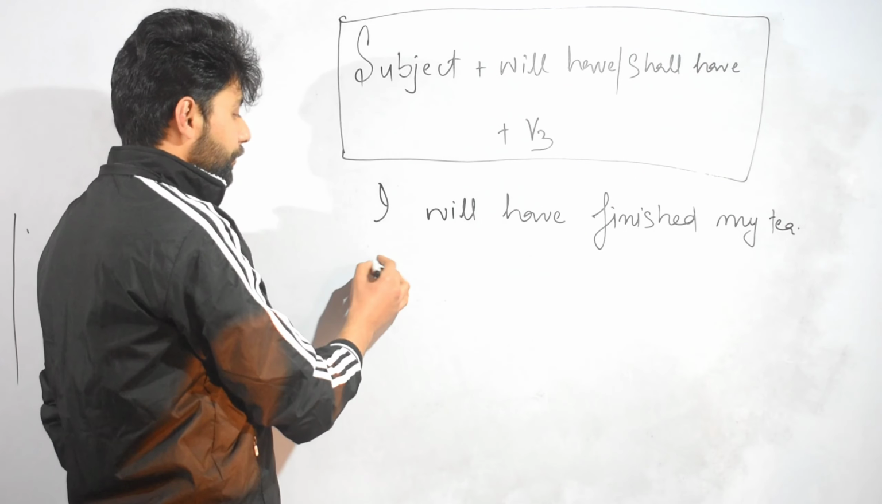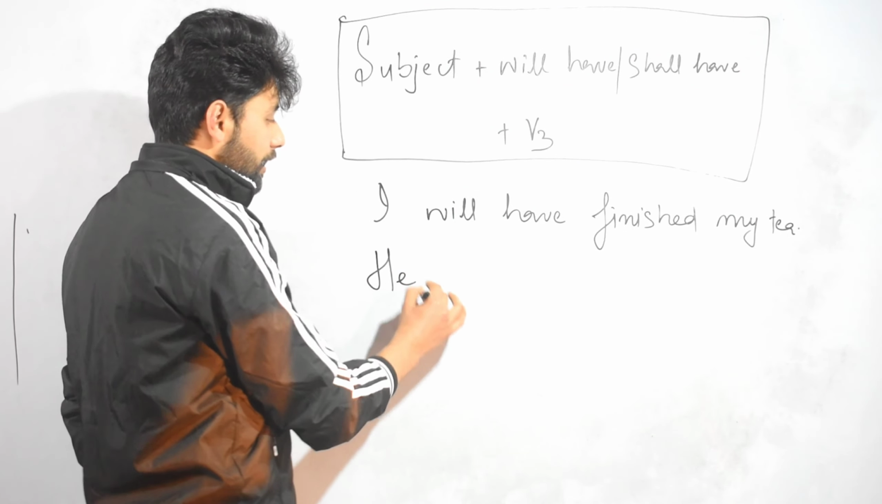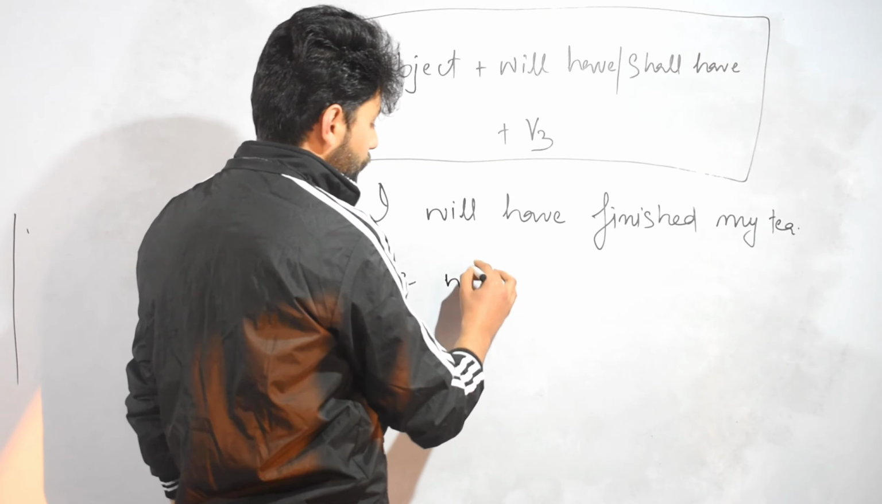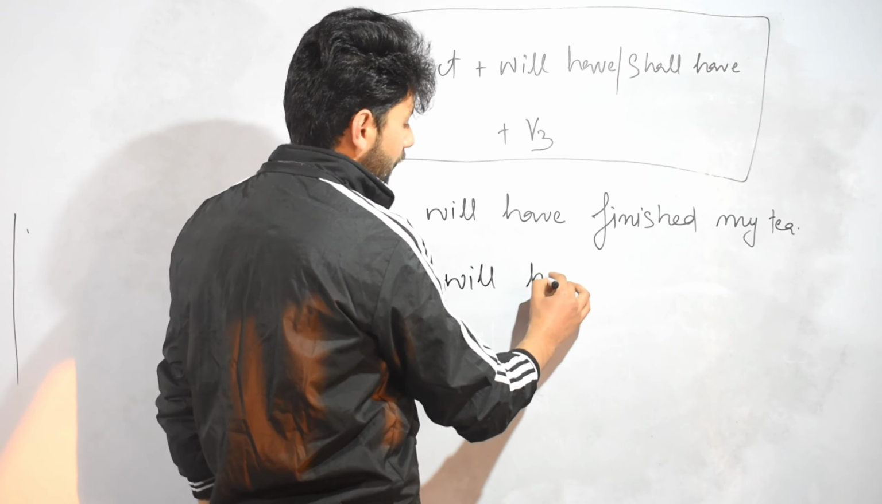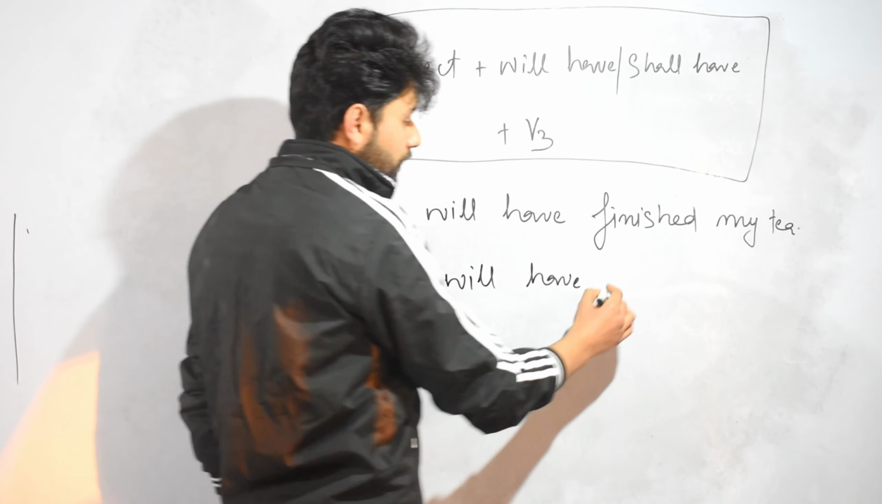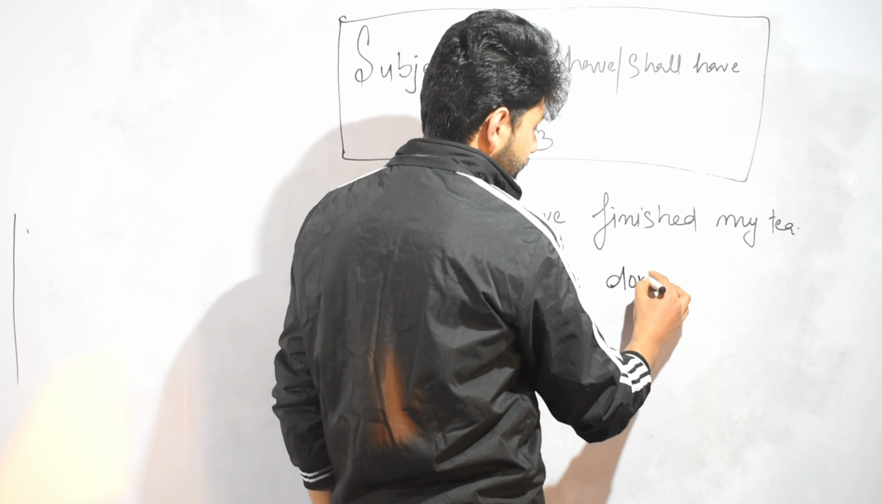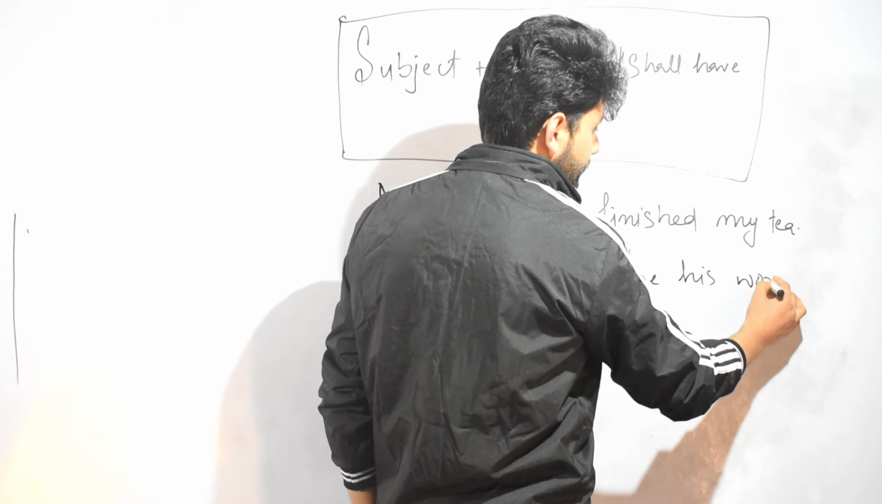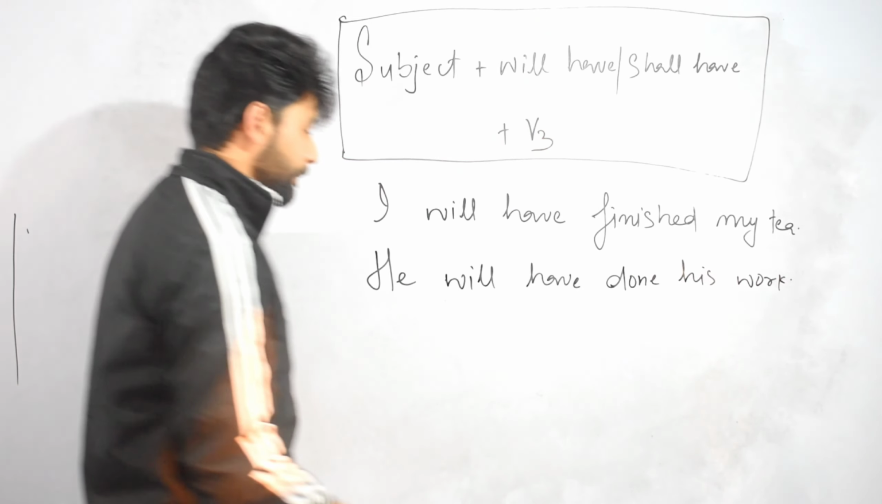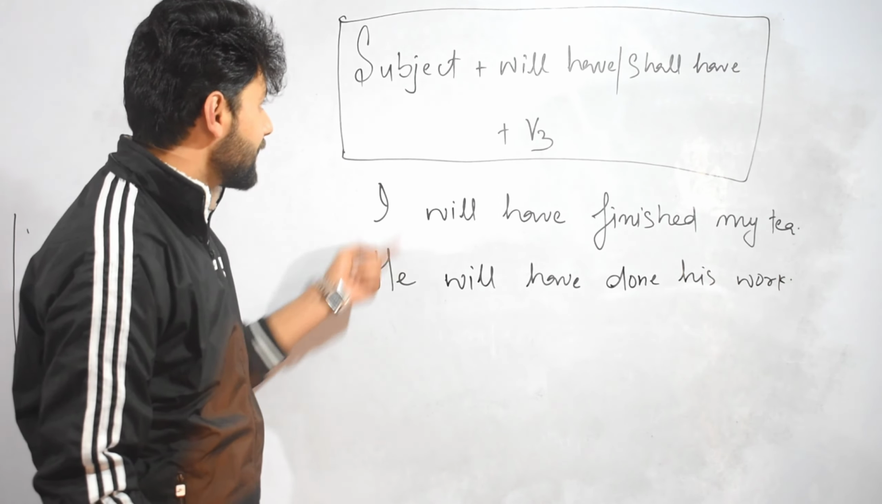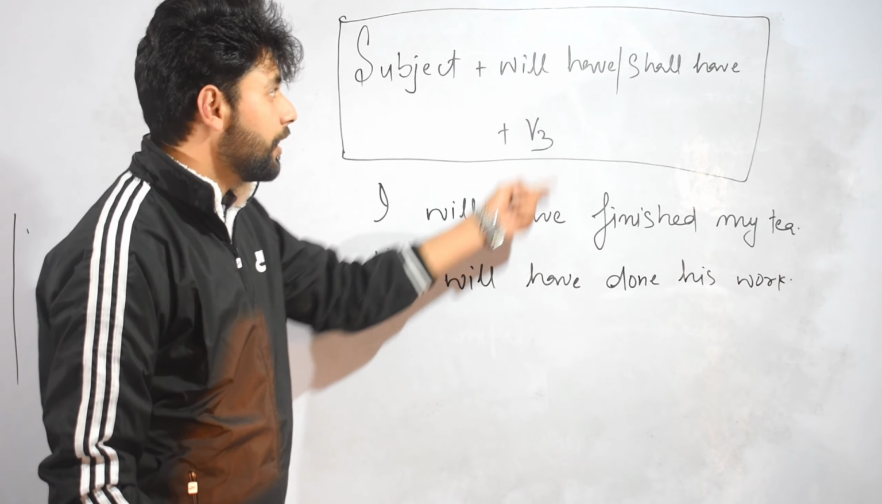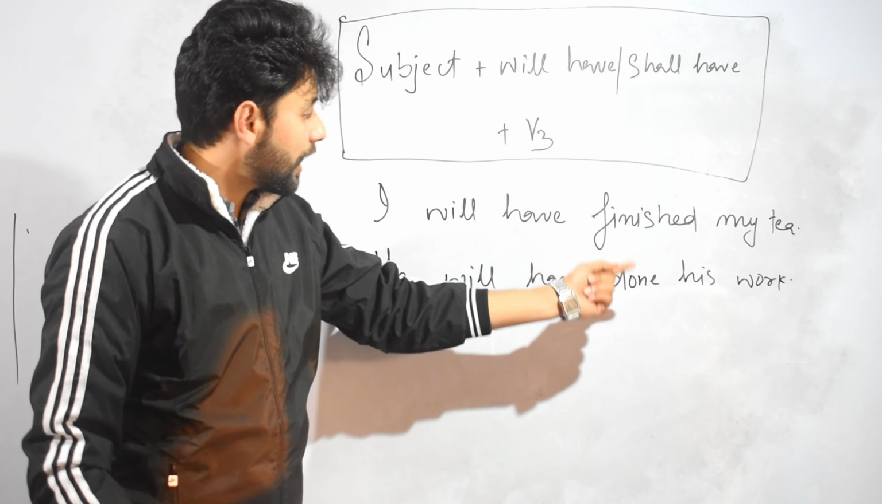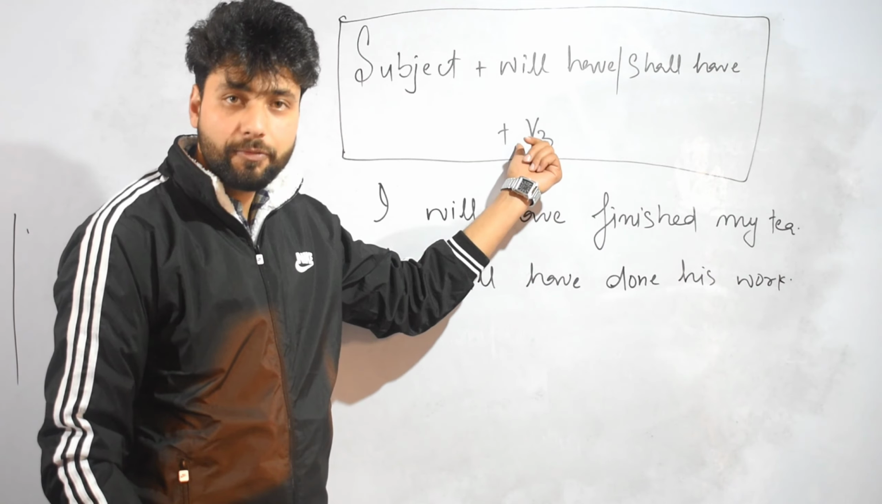The second example, he will have done his work. Again, he is a subject. Will have is from this format, and done is the third form of verb.